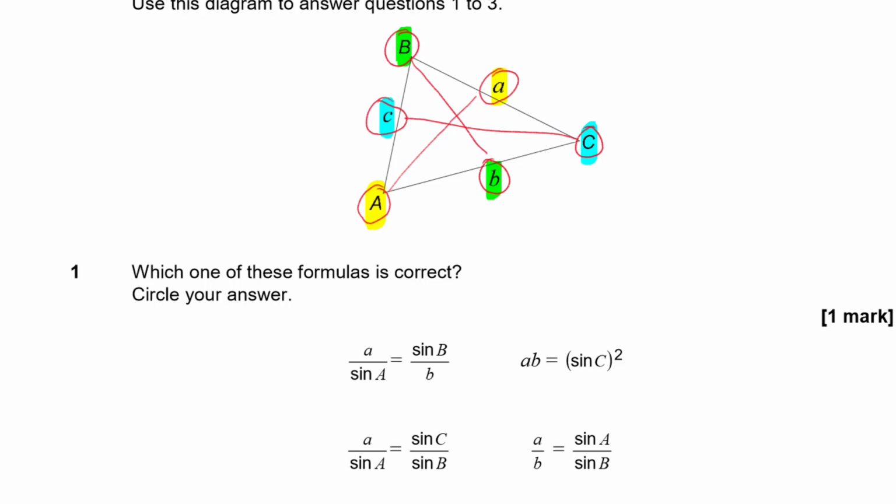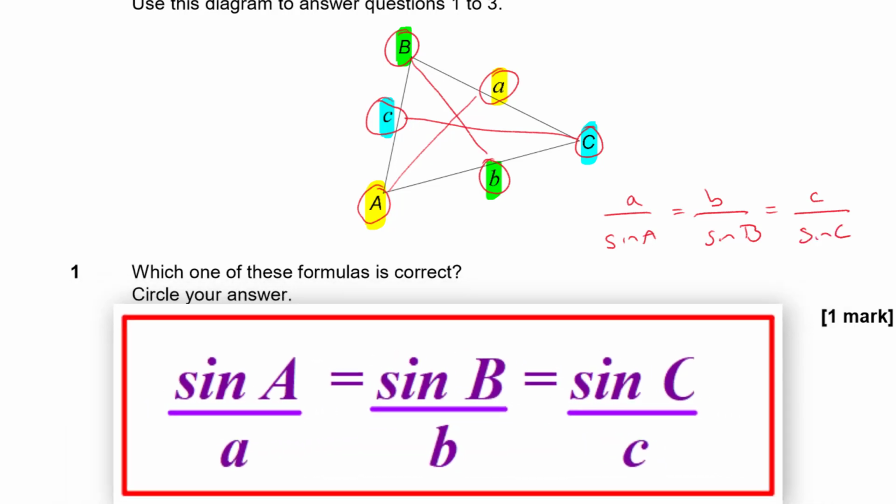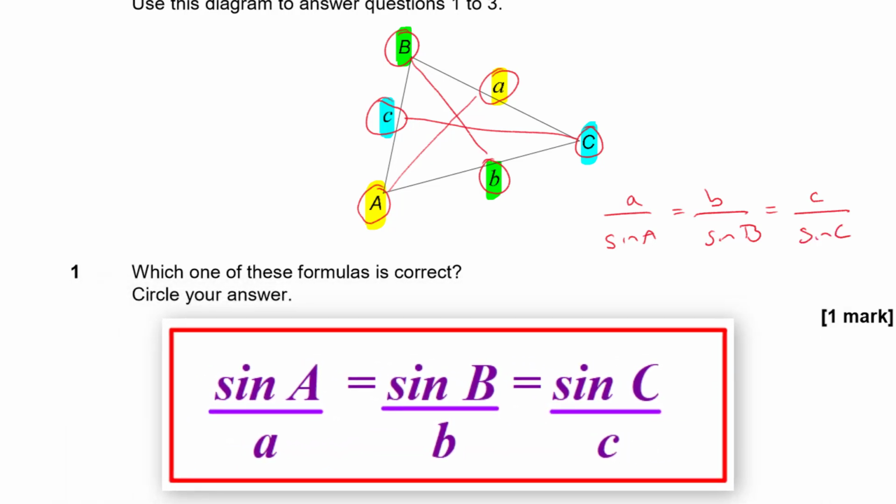Okay, question 1. Which of these formulas is correct? Circle your answer. So we've got 4 possible variants of the sine rule. Now the sine rule you can either give as a over sine A equals b over sine B equals c over sine C, or the other way around with the sines at the top and the angles at the bottom. That doesn't matter.